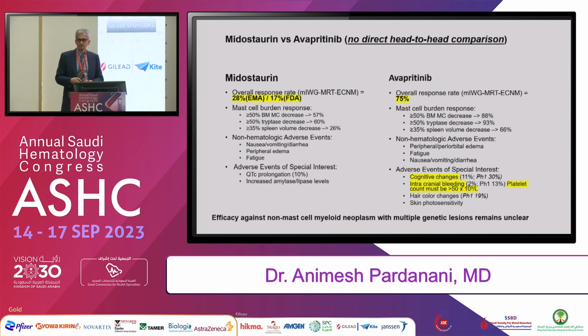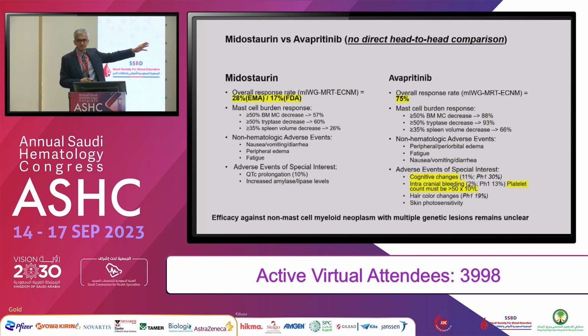So let's say you have both drugs available, midostaurin and avapritinib. Which one to choose? Well, there's no direct head-to-head comparison, so we can only compare across clinical trials. But if we do that, then avapritinib has a 75% response rate overall, midostaurin anywhere from 20 to 30%. The anti-mast cell effects are more potent for avapritinib, but these drugs also have very unique side effects.